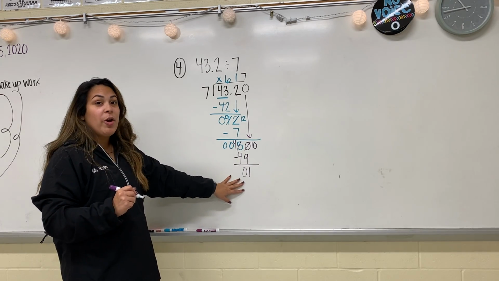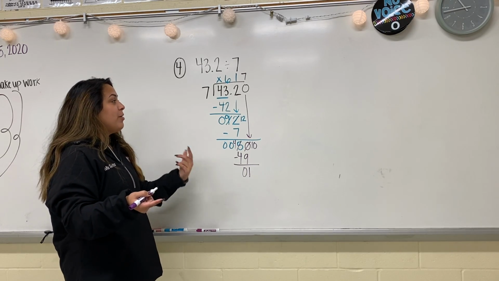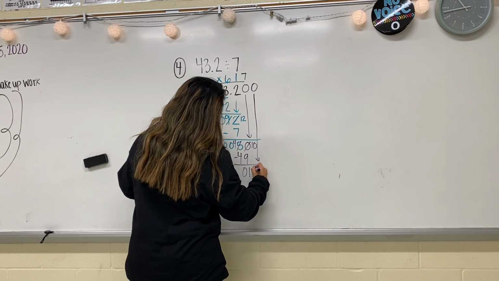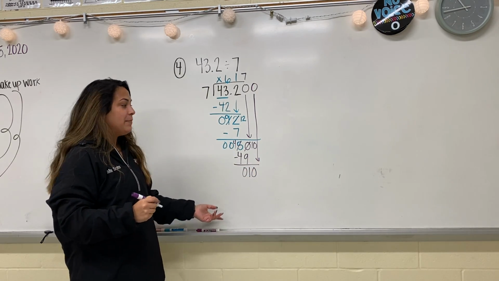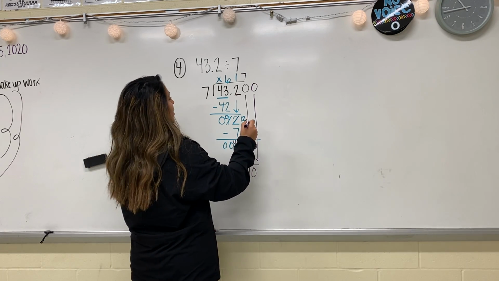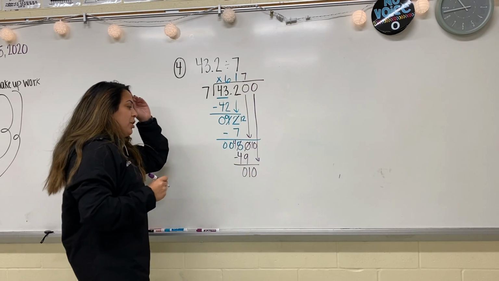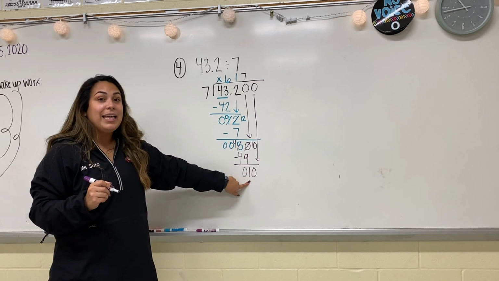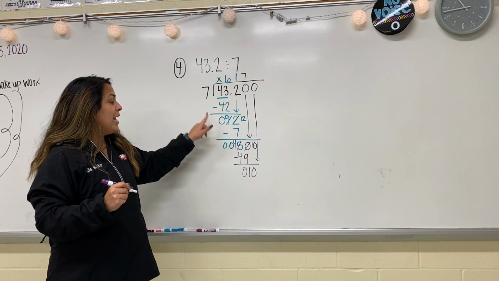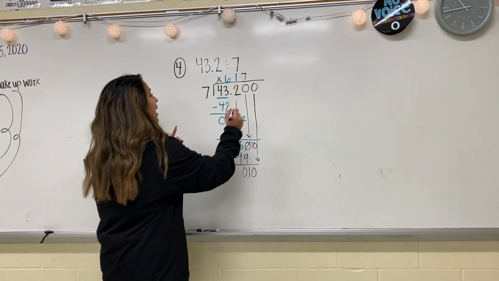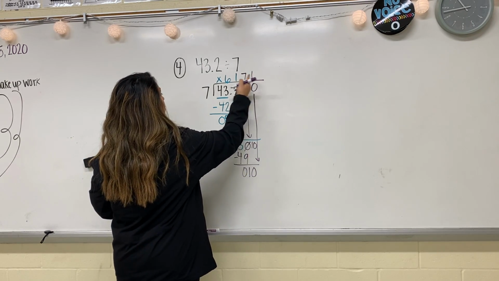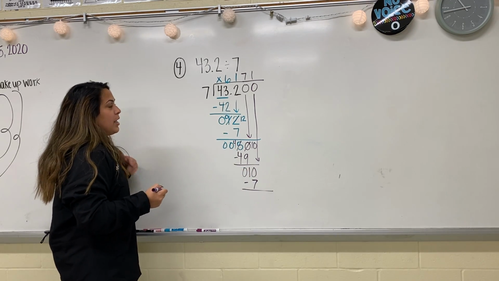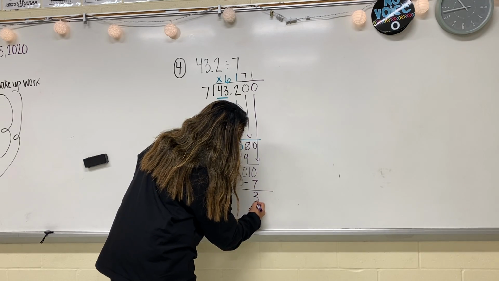Okay, well, I didn't zero out again. I didn't get lucky this time. So now I need to put another 0, and I'm going to bring that down. And I get 10 this time. So now I need to figure out how many times 7 can go into 10 evenly. 7 can go into 10 evenly one time. So I put my 1. 1 times 7 is 7. I'm going to subtract. 10 minus 7 is 3.